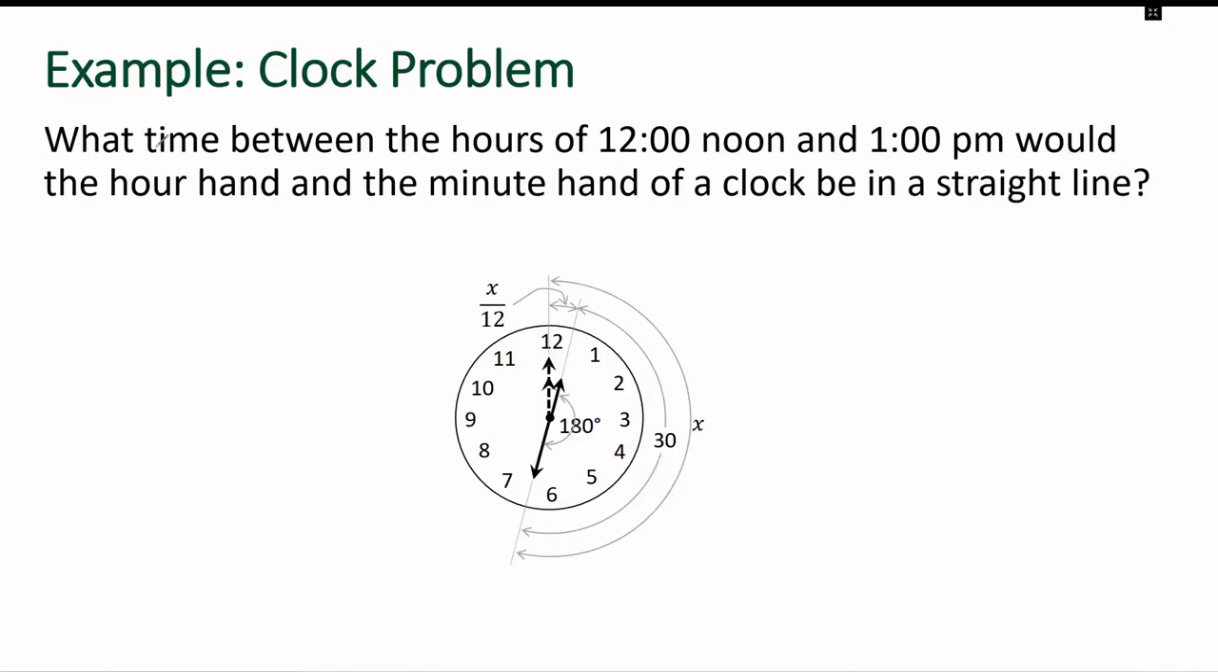What time between the hours of 12 noon and 1 p.m. would the hour hand and the minute hand of a clock be in a straight line? So the time is between the hours of 12 and 1, somewhere here. The hour hand and the minute hand will be in a straight line. When they travel from 12 to here, what is that time? That is the question.